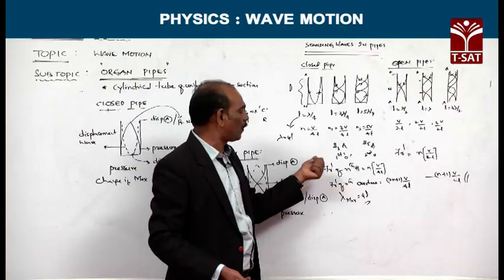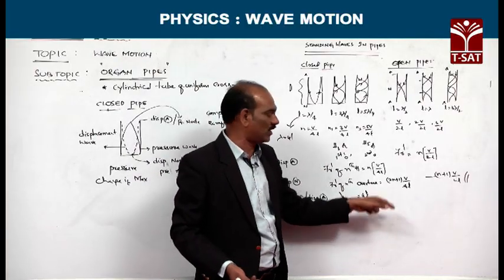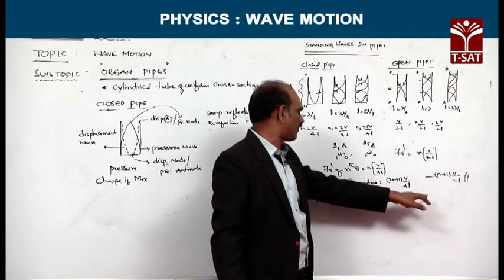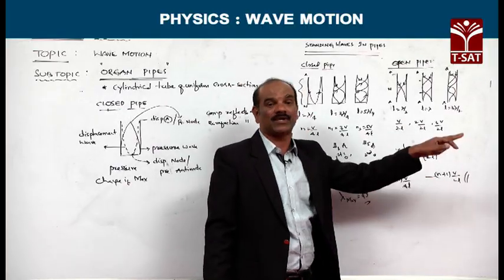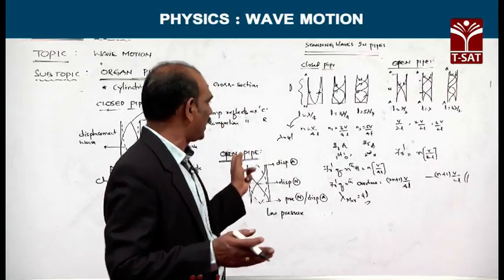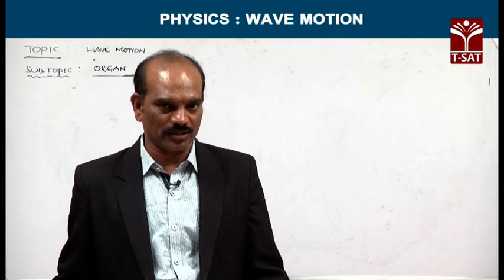In the case of closed pipe, frequency of nth overtone is 2n plus 1 times V by 4L. In the case of open pipe, frequency of nth overtone is n plus 1 times V by 2L. So, this is the basic concept about the frequencies of the open and the closed pipe. Let us see end correction.